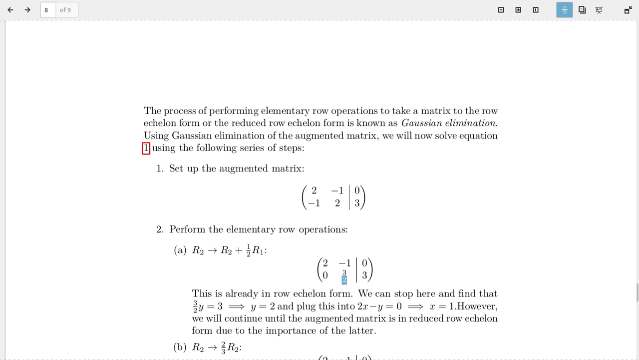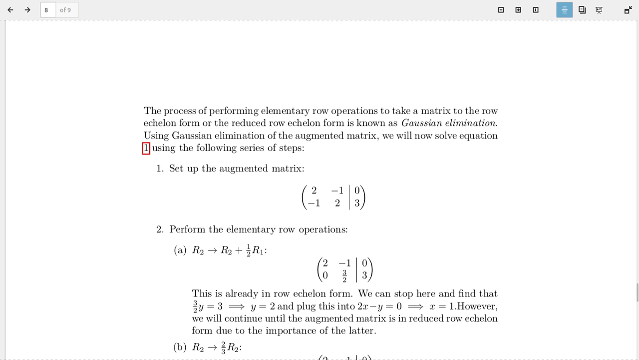So R2 goes to R2 plus half R1, right? So R2 is minus 1, 2. So if you add this to R1, the second row is minus 1, 2, 3, right? So half R1 is 1, minus half, and 0. So if you add R2 to half of R1, you get 0, 3 over 2, and 3, right? Because minus 1 plus half of 2 is 0. 2 minus half of 1 is 3 over 2, and 3 plus half of 0 is 3.